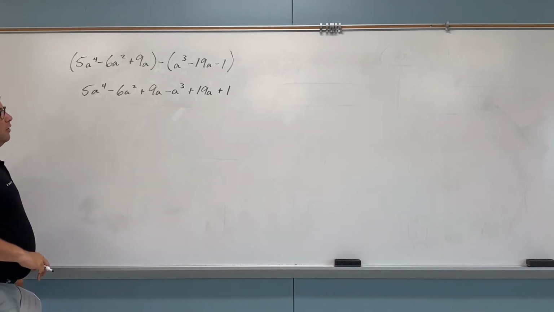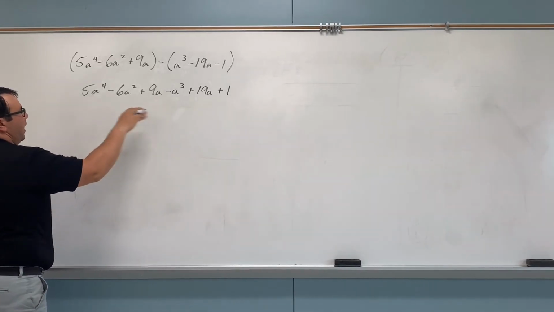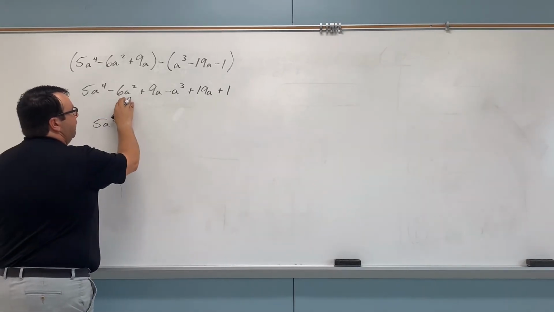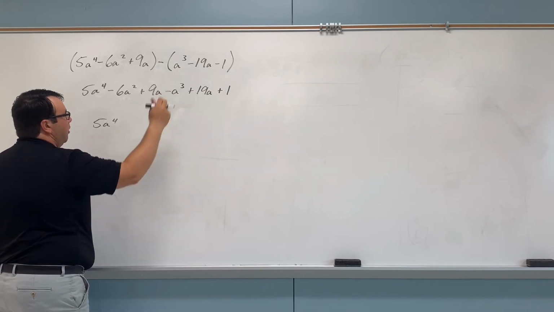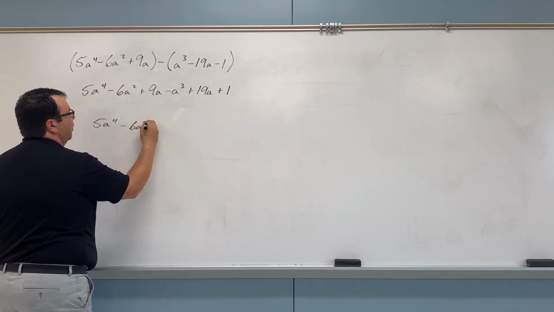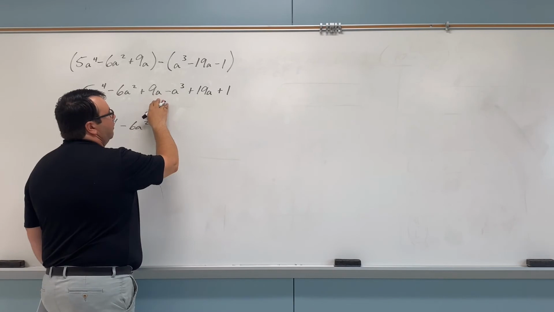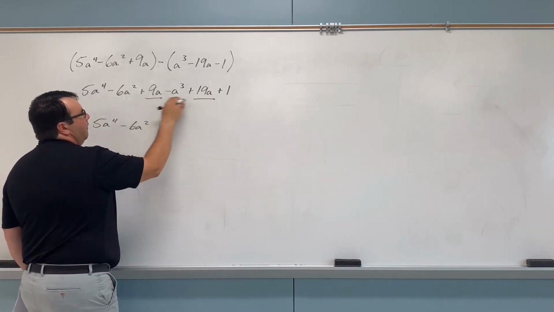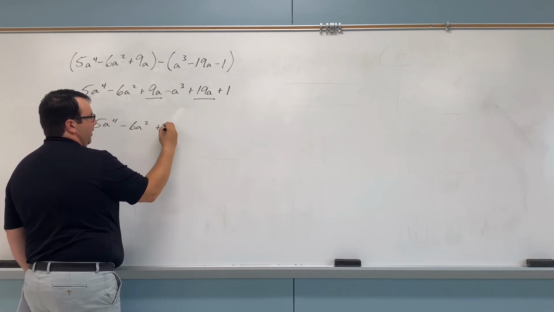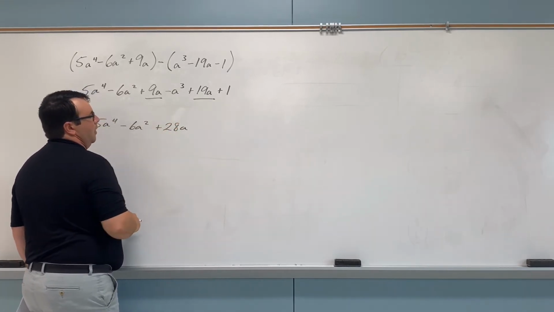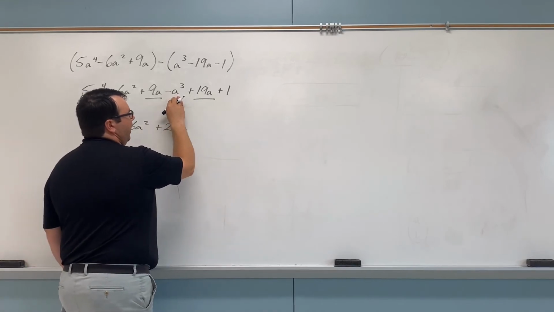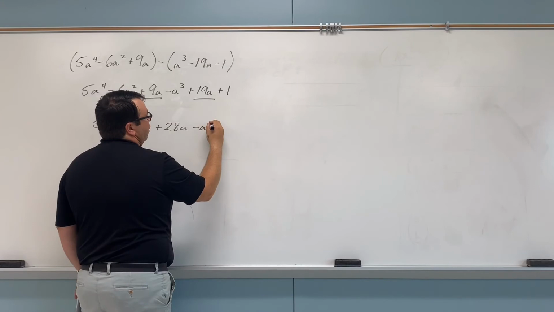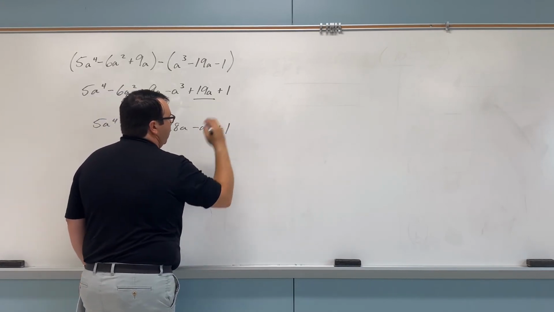Now, identify your like terms. Do I have any a to the fourths anywhere else? No. So bring it down. Do I have a squared anywhere else? No. Bring it down. Do I have a anywhere else? Just a? Yes. Right there. And so I have 9a, 19a, that is 28a. Do I have a cubed anywhere else? No. So that's a minus a cubed, and then plus 1.